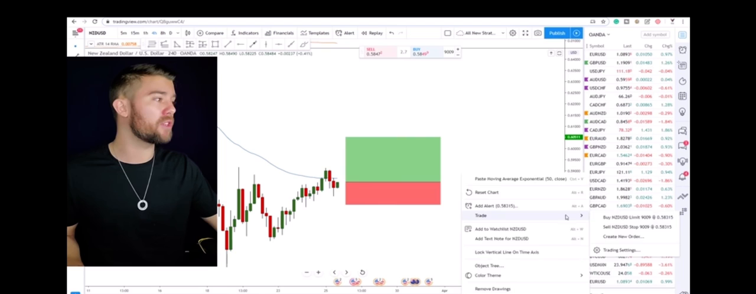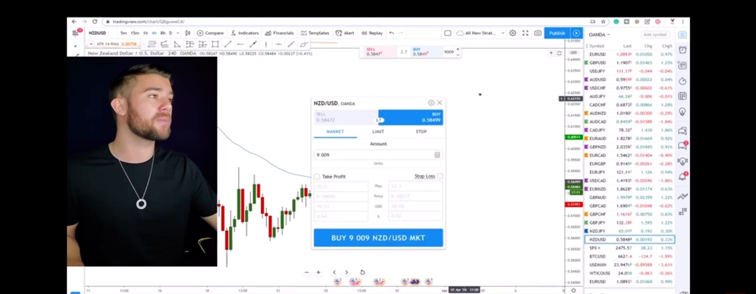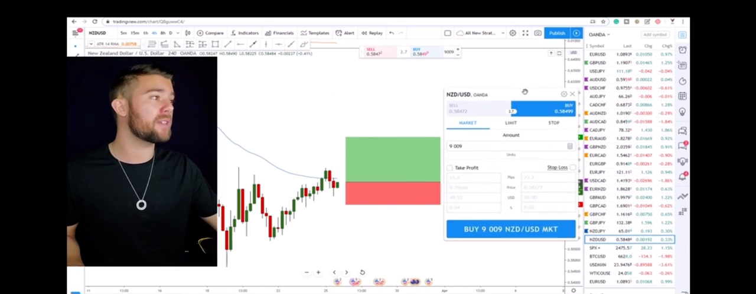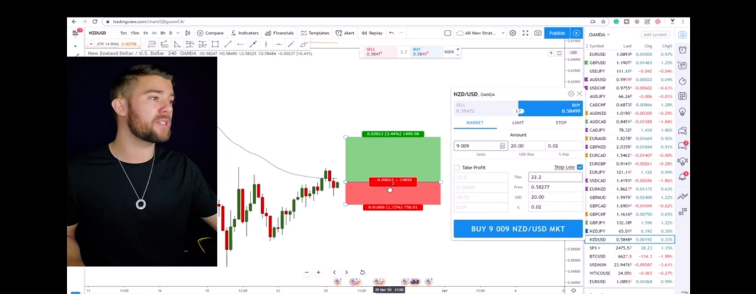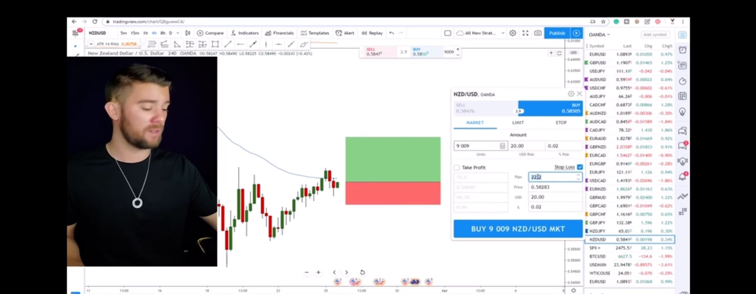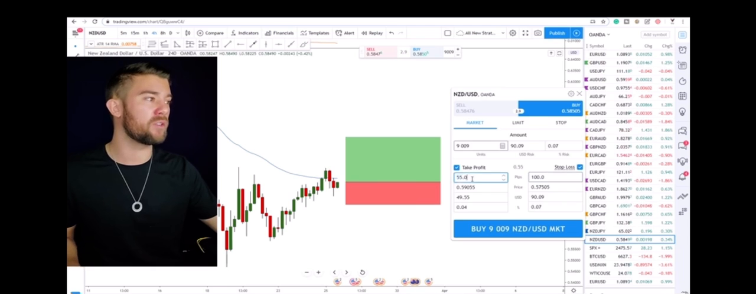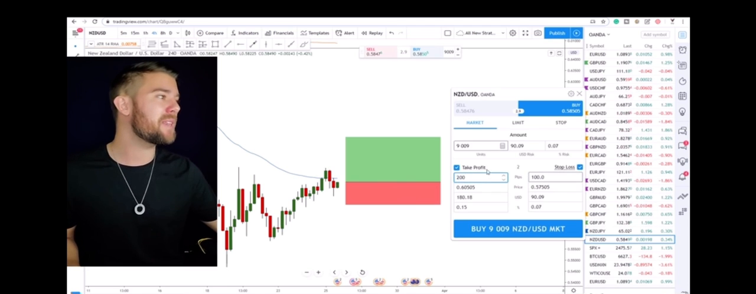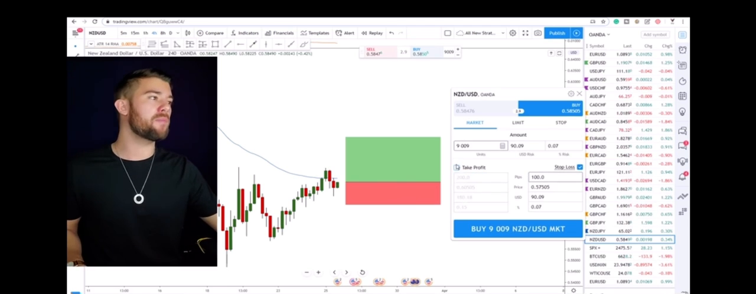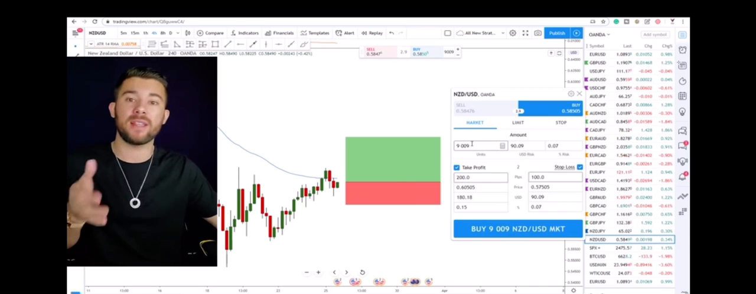So what I'll do is go to trade, create new order. It's going to be a buy order on the New Zealand dollar, and I know where my stop loss is. It's at 100 pips. So 100 pips is my stop loss. I know my target's at 200 pips, around a 2-to-1 risk reward. With this being the case, my units for me are completely irrelevant. And this is the reason.